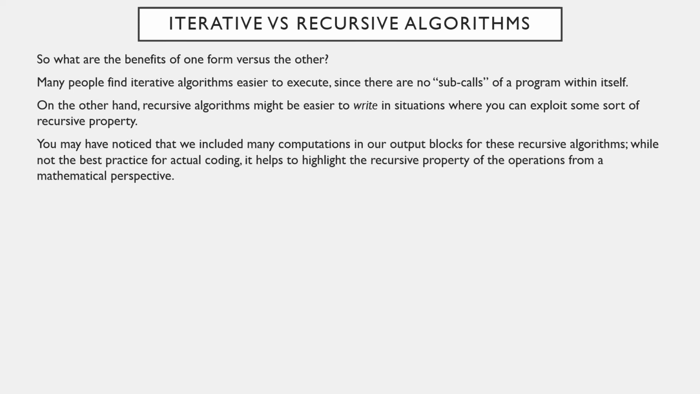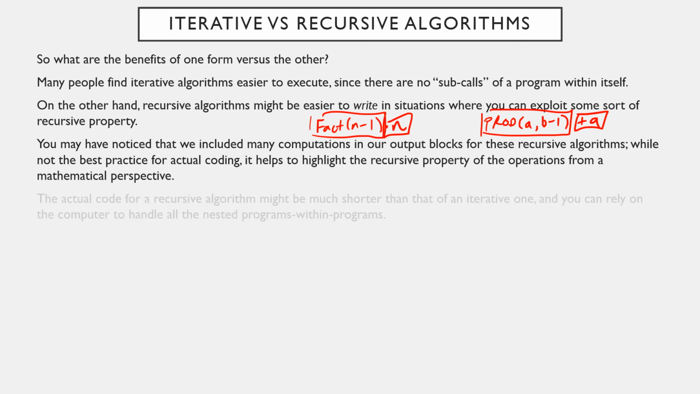Okay. Now we've included many computations in output blocks in these recursive algorithms. It's generally not the best practice for our purposes, but it does help highlight the recursive property. For example, we had blocks that said something like, compute the factorial of n minus 1 and then multiply by n, as a single block, rather than first do this and then multiply by n. Or something like compute the product of a and b minus 1 and then add a onto it, rather than do this as one step and then do that as another. We were just combining them to clearly point out where the recursive step is.